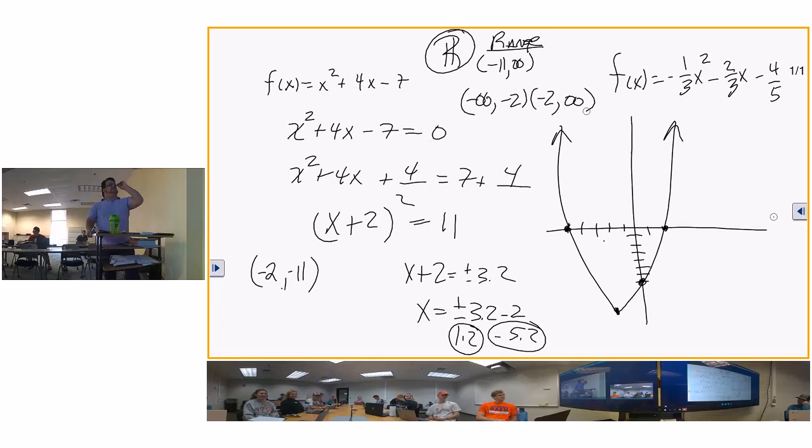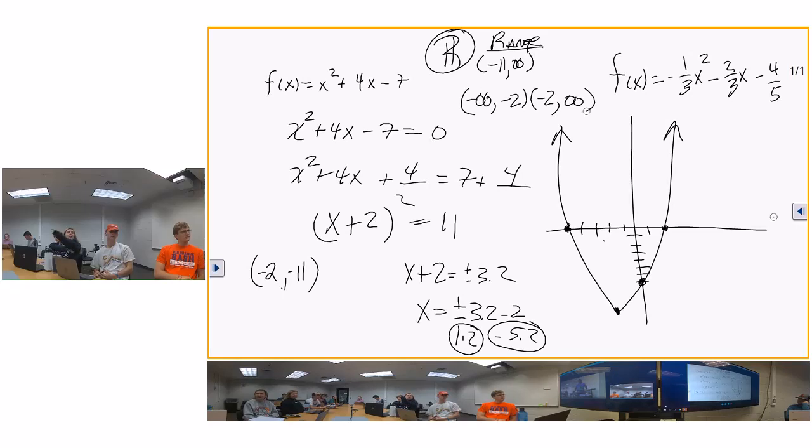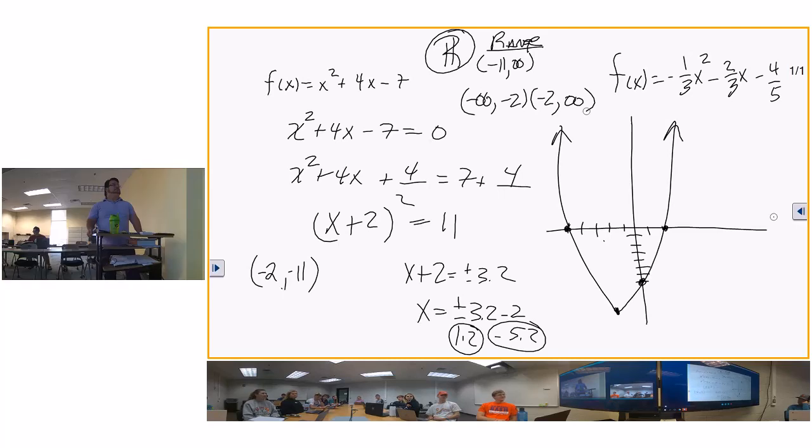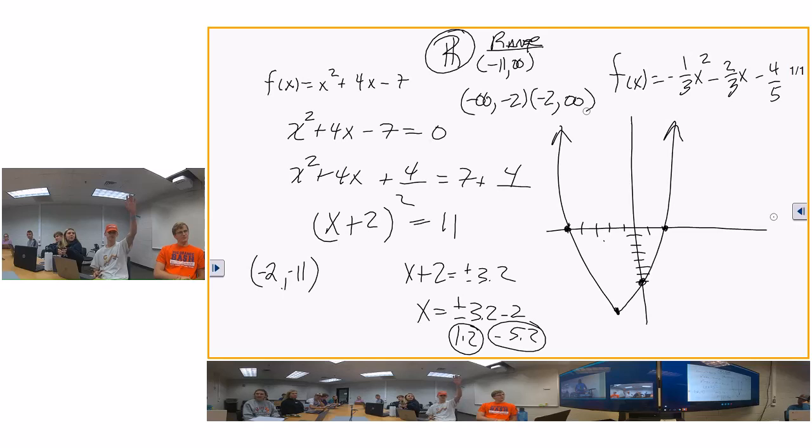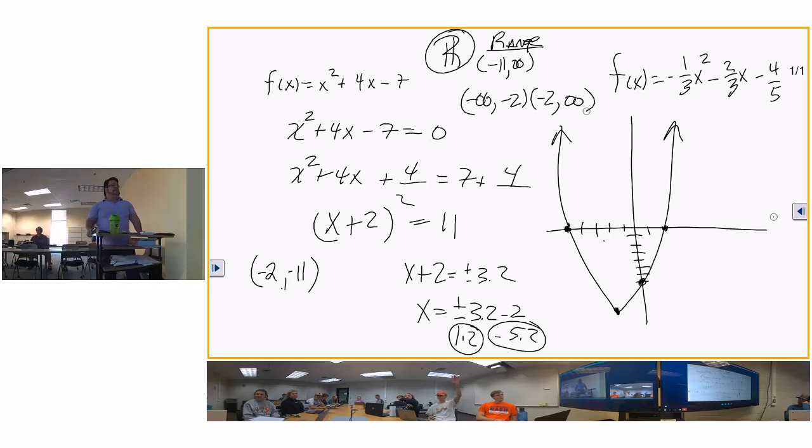Yes, ma'am. Where did you get plus 4 on both sides? Like how did you? That's completing the square. I'm where you are. Where did the 4 come from? Why 4? B divided by 2, square it. Okay. So, are y'all ready for me to show y'all how to do completing the square?